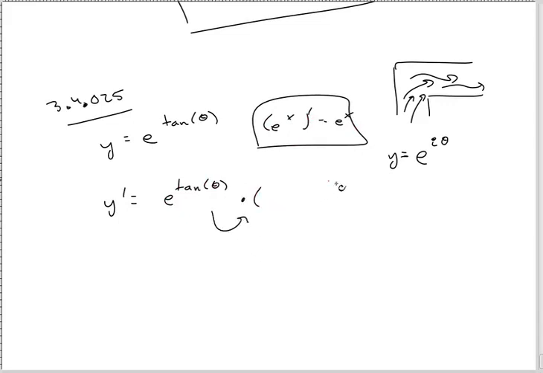So I have to take the derivative of the inside, which in this case is tangent theta. Derivative of tangent is, I'm waiting for it, secant squared theta. Very good.